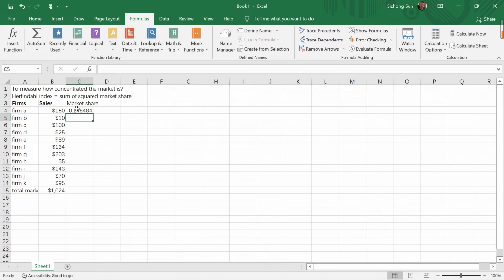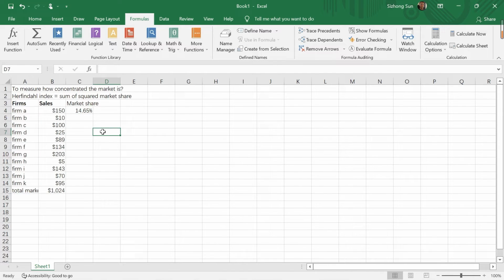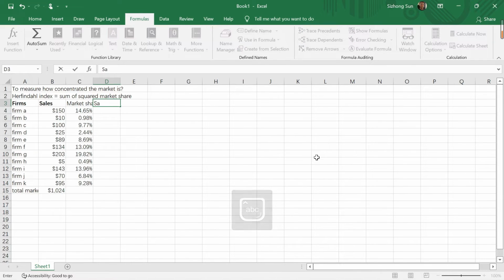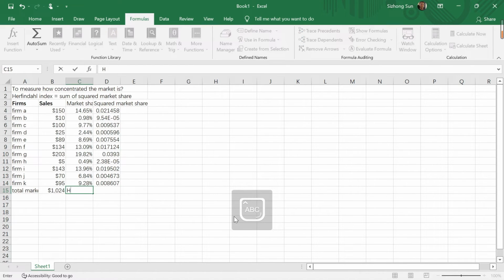B15, yep. So it's roughly, maybe as a percentage, 14.65%. Do it for all the other ones. So that's the market share. And let's square it, which is equal to C4 raised to power 2. Sum them up: the Herfindahl index.